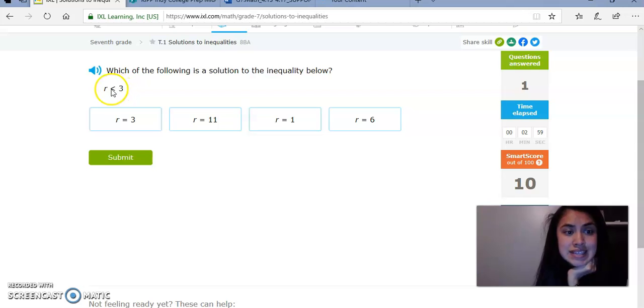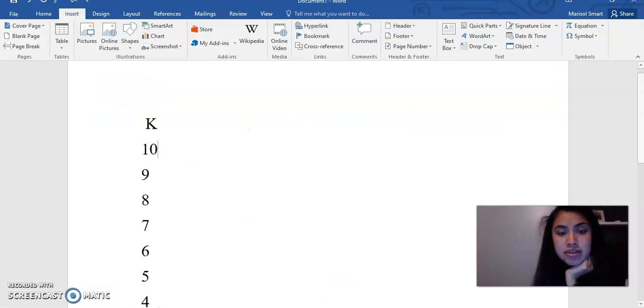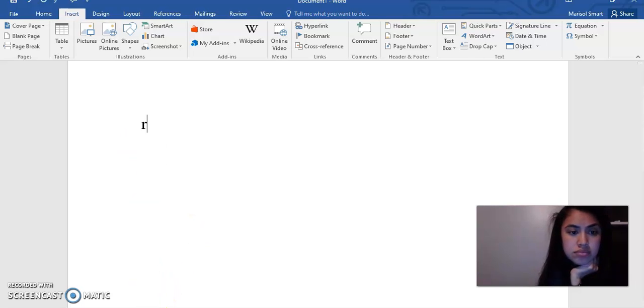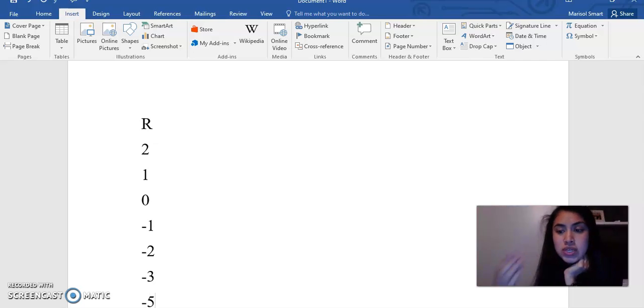R is less than 3. So let's think about numbers that are less than 3 for R. 2 is less than 3. 1 is less than 3. 0 is less than 3. -1 is less than 3. -2 is less than 3. -3 is less than 3. -5 is less than 3. So you get the point, right?